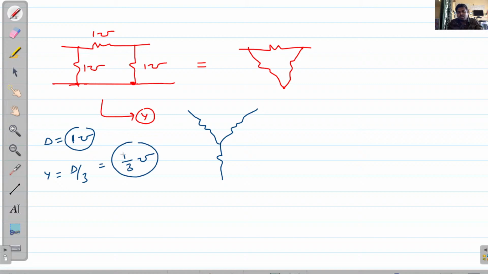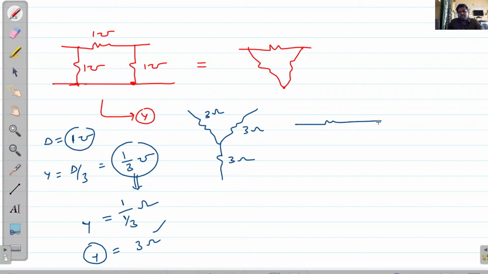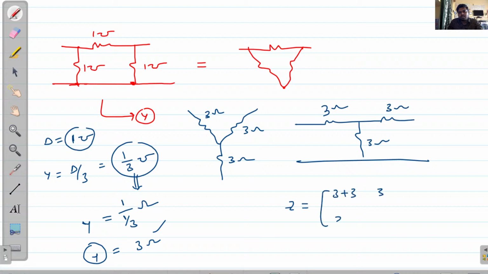But in order to find out Z parameters, first you need to convert it into ohms format. 1 by 3 mhos means 1 by 1 by 3 ohms, that means you will get 3 ohms, right? Now you can take 3 ohms, 3 ohms, and 3 ohms, and make it as a T network. Now the Z parameters equal 3 plus 3, 3, 3, 3 plus 3. This is your Z parameter.